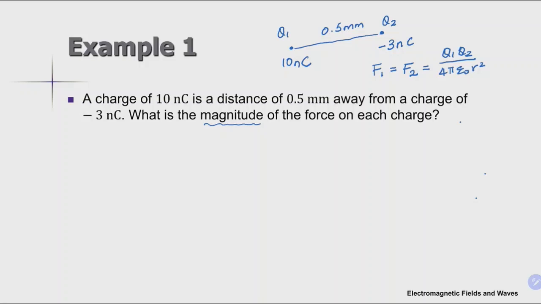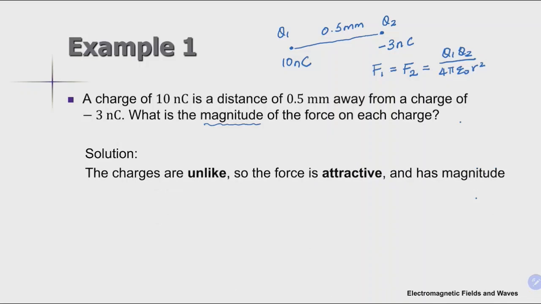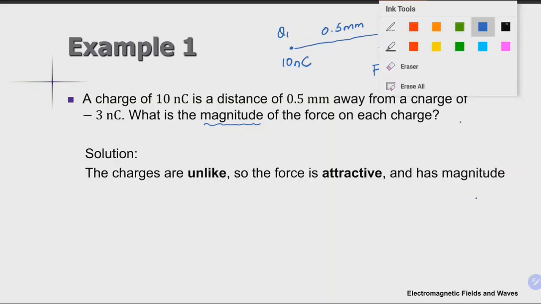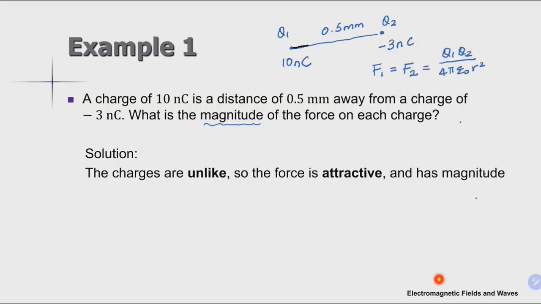Okay, so just put that into your calculations, and then you can work out the magnitude of the force. And then intuitively, you can work out the direction of the force as well. We know that one is positive, the other one is negative. So we know that this is an attractive force, which means that the force will be in this direction.